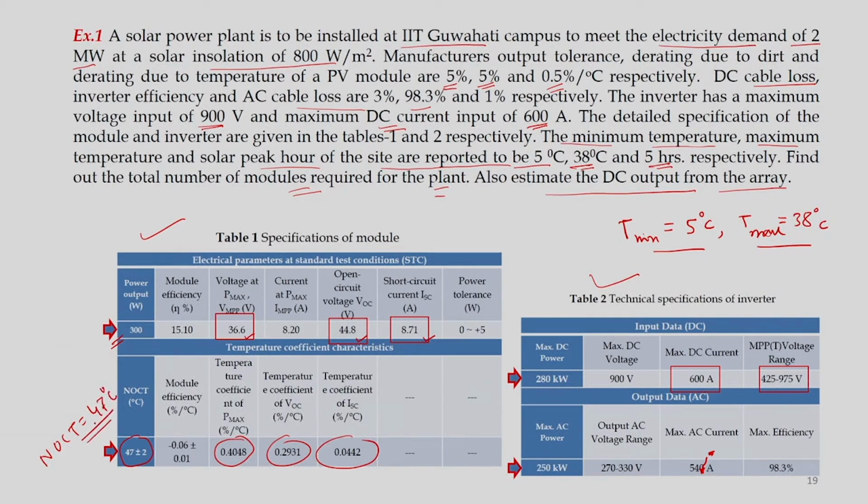And here in the inverter, as I said, the maximum DC power that is input to the inverter is 280 kilowatt, and the output is 250 kilowatt, right. And we will have maximum DC current of 600 and MPPT voltage range of 427 to 975 volt. These pieces of information are required for solving this problem.